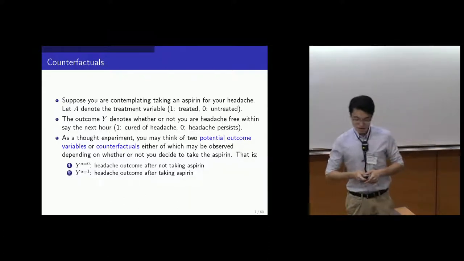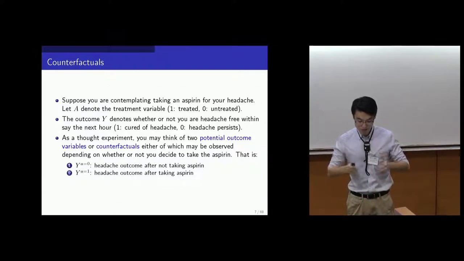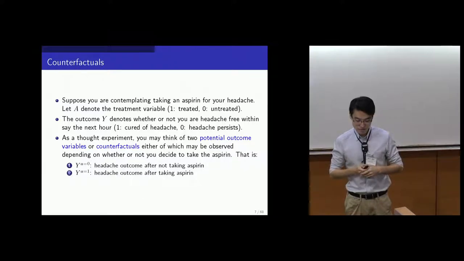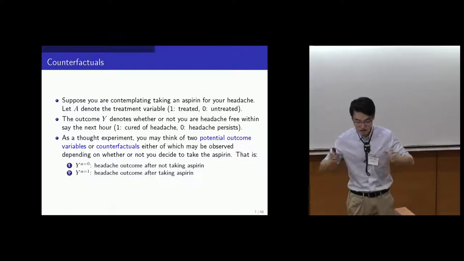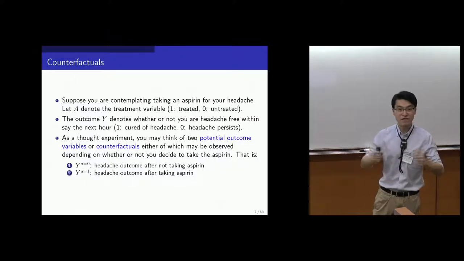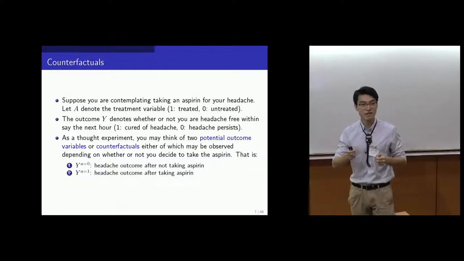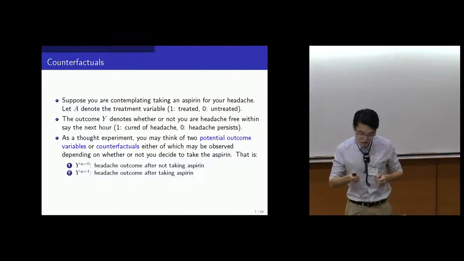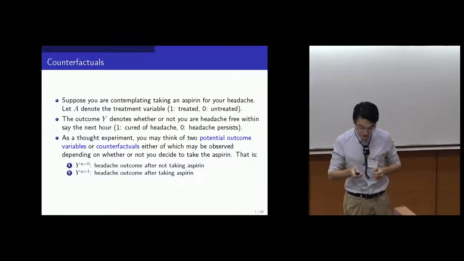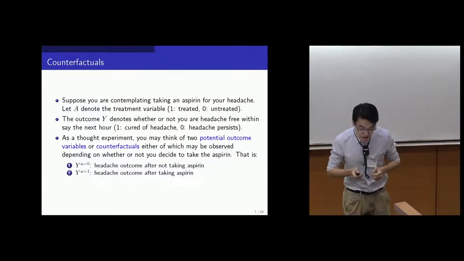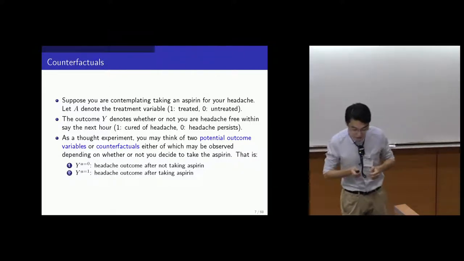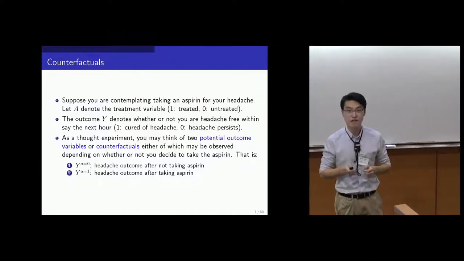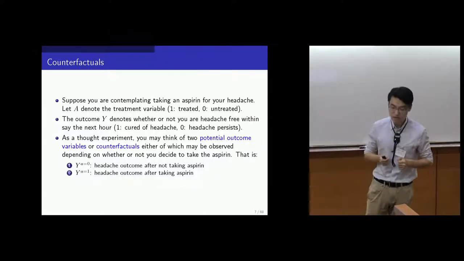So as a thought experiment, you may think of two potential outcome variables or counterfactuals, either of which may be observed depending on whether you take the aspirin or not. So these two are sort of latent underlying variables that are waiting for you to uncover them, but you can only uncover one version of it. Okay? So we have two variables here, right? The superscript zero means the headache outcome after not taking aspirin, right? And the superscript one is the headache outcome after taking aspirin. Okay? So we have these two potential outcome variables.